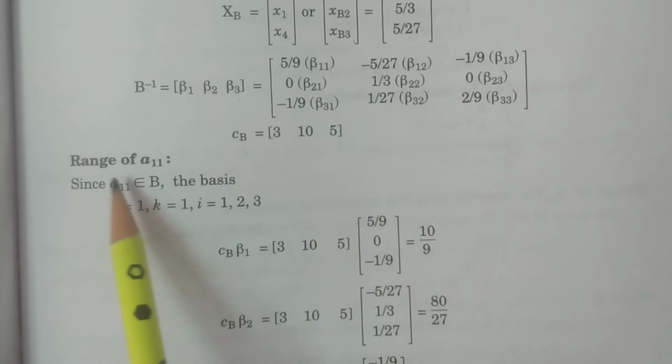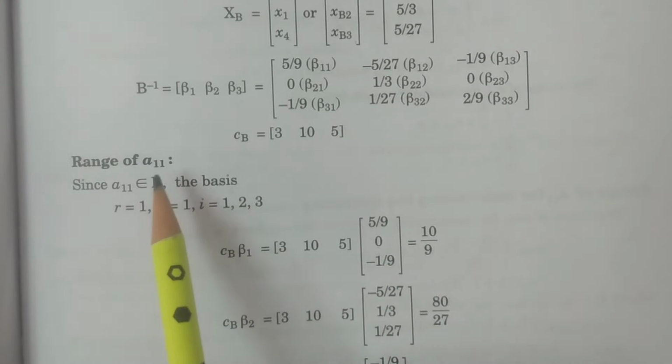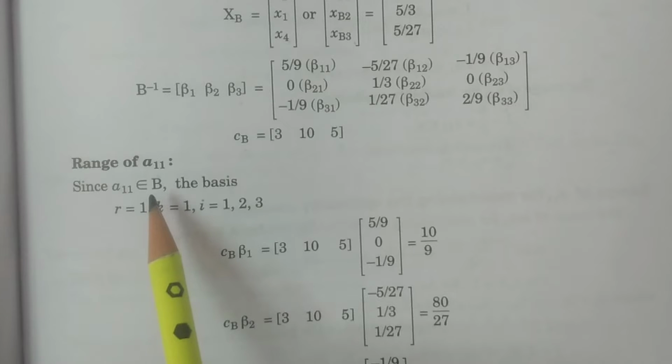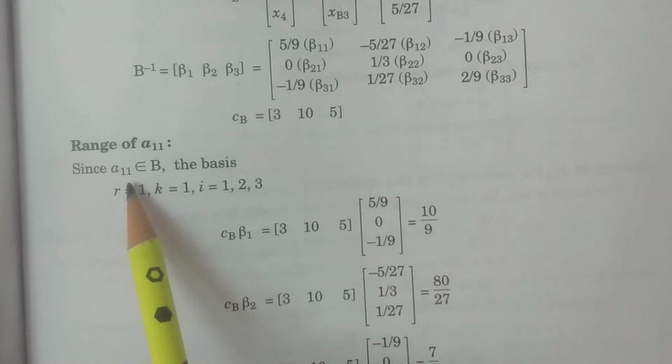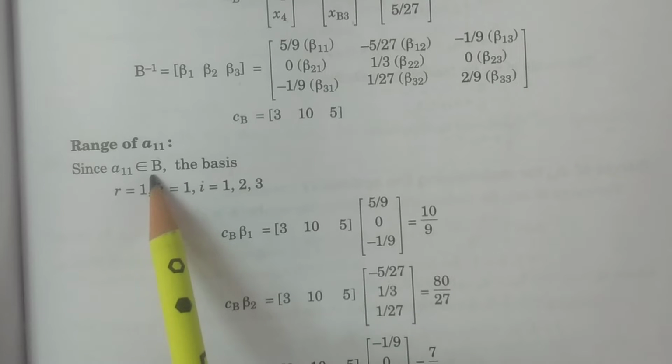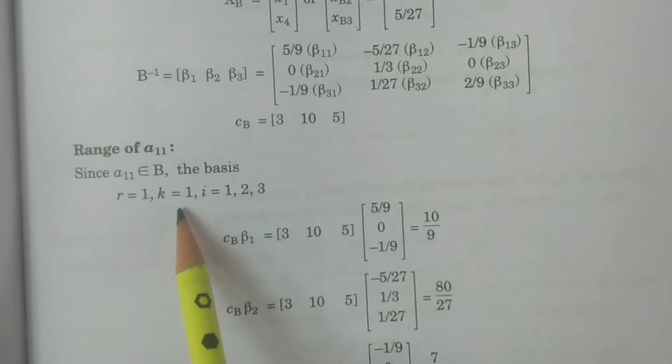Okay, now the range of A11. The question asks to find the ranges of A11 and A23. First of all, the range of A11. Now you have to see whether A11 belongs to B or not. Here A11 has r equal to 1, k equal to 1, so a_k belongs to B.